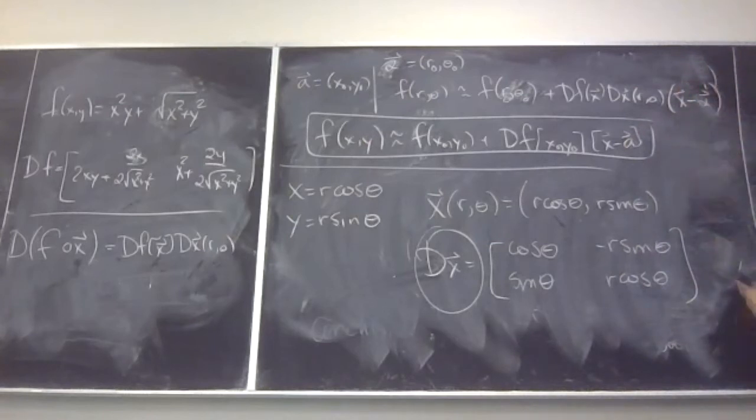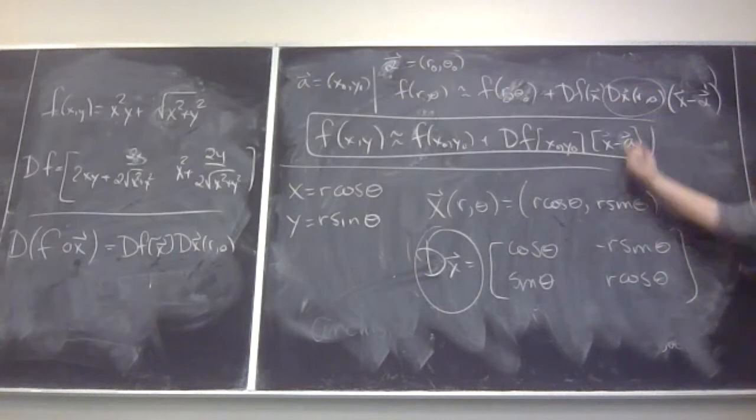Same equation. The point of the chain rule is I can compose with a change of variables, and the structure of my linear approximation is identical other than the change of variables. The change of variables describes how the derivatives change as you change the variables, but it's a linear relationship, so it just multiplies in.